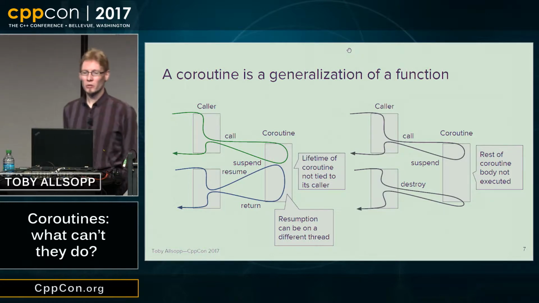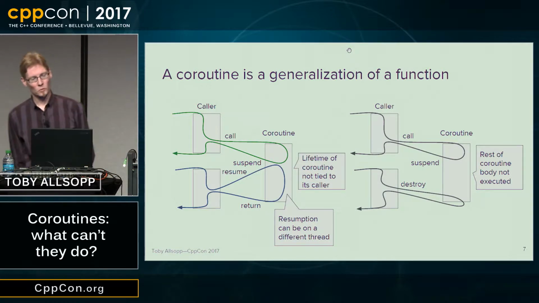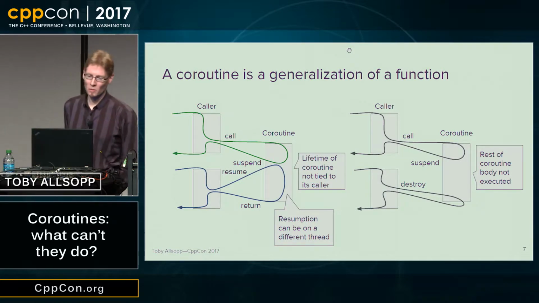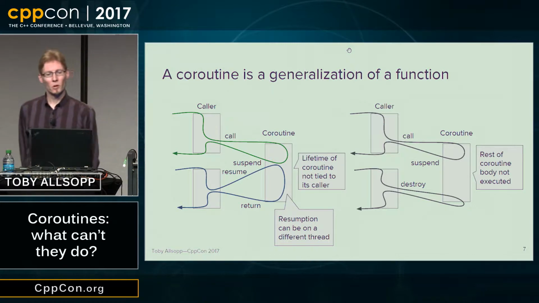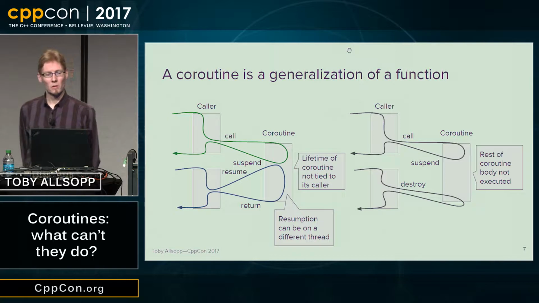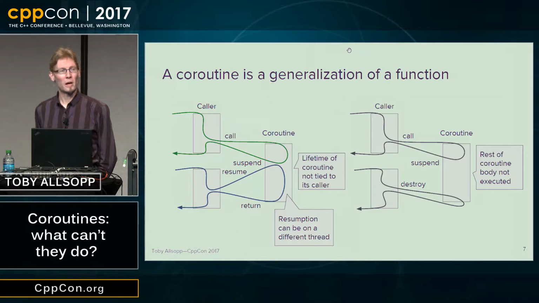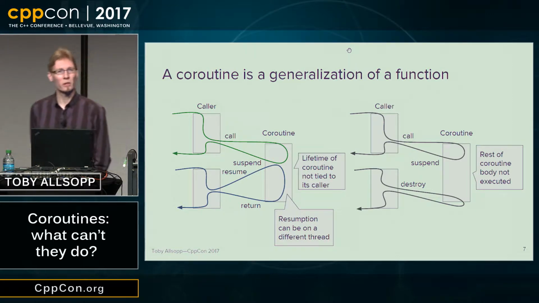There's a couple of other interesting things that make coroutines more capable than non-coroutine functions. On the left there, we see pretty much the same thing as on the previous slide, but the first caller can actually return back to its caller without resuming the coroutine, and the coroutine stays alive. So the lifetime of a coroutine is not intimately tied to the lifetime of its caller like a regular function is.